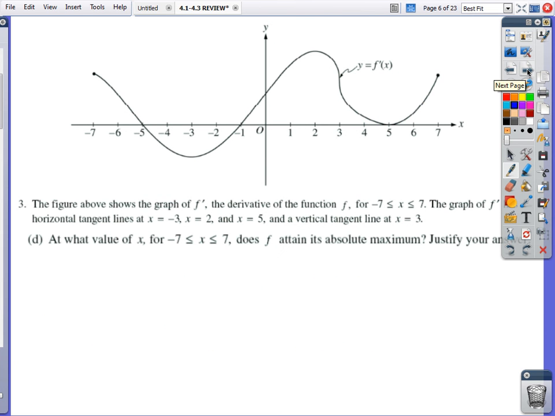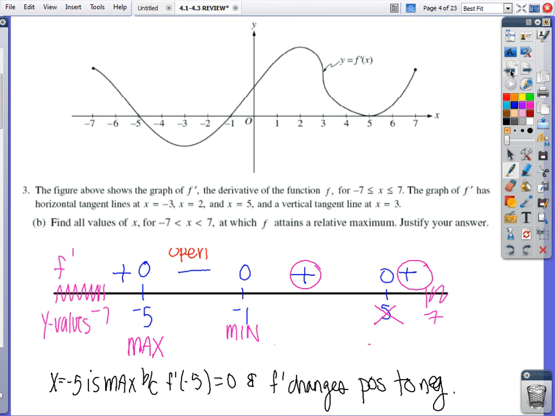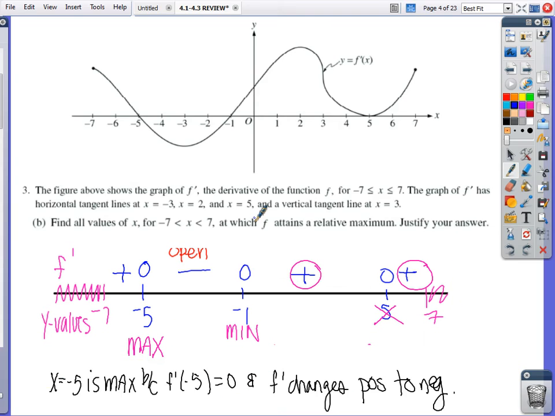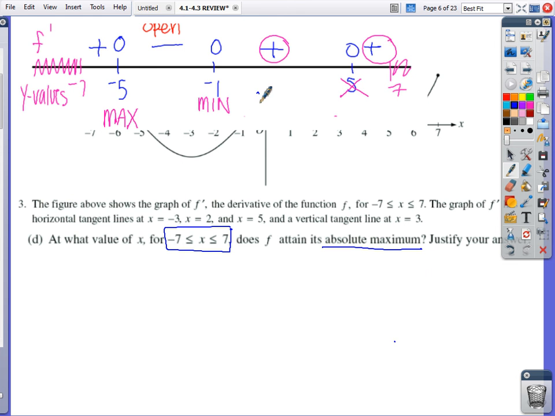Letter D, at what value for x on the, now be very careful, now we're using a closed interval, and we want an absolute max. So let's go back and steal that first sign chart we did. I'm going to take a copy of this from part B, because we labeled our maxes and mins. So, go to part D.